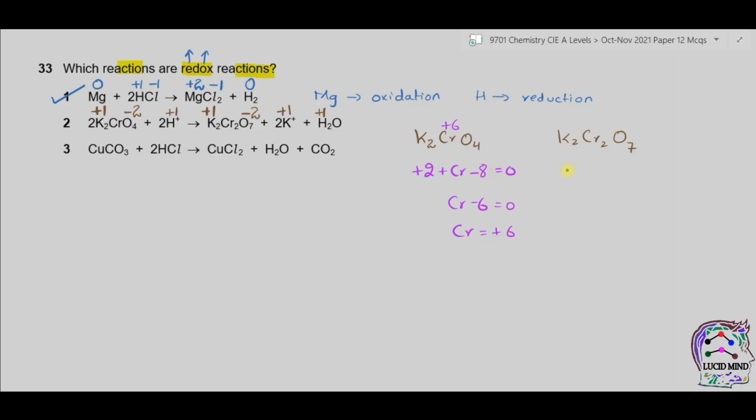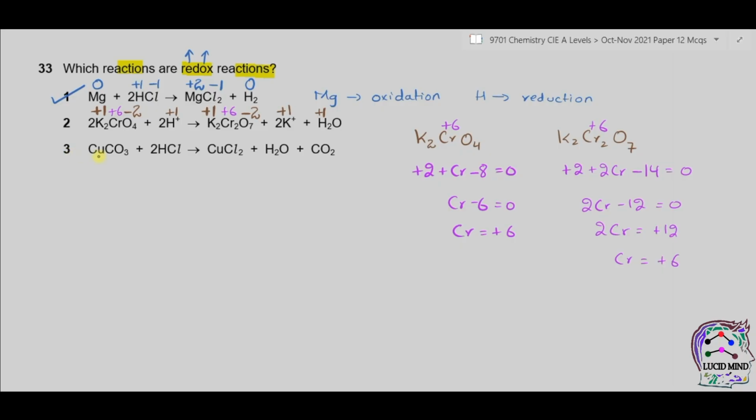Similarly, on this side we have 2 potassium, so it is plus 2, 2 chromium. For 7 oxygen it is negative 14, overall charge is 0. So 2 chromium minus 12 equals 0. 2 chromium equals plus 12, or 1 chromium equals plus 6. So there is no change in oxidation state even for chromium. Therefore, option 2 is wrong.